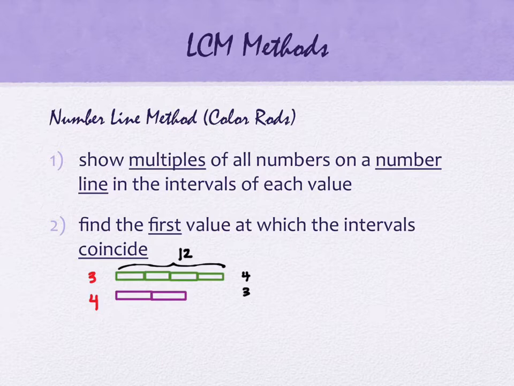And then 3 purple rods that are each 4 long is also 12 long. Does that make sense? What that means is that the number 12 is in fact the least common multiple of 3 and 4. Now, you probably knew that one, right?